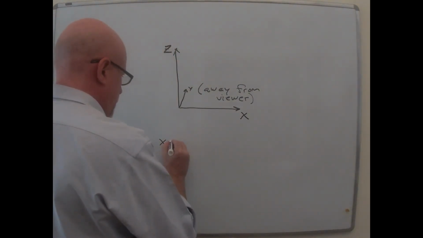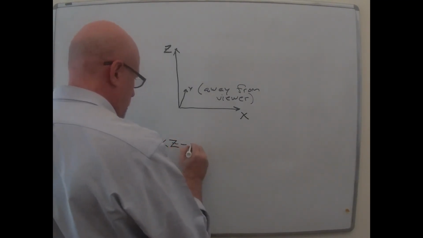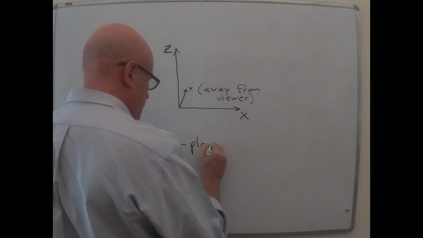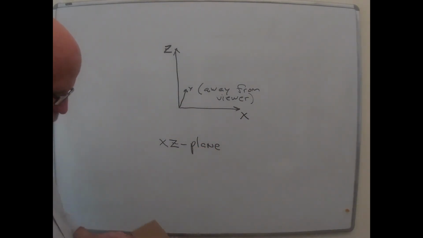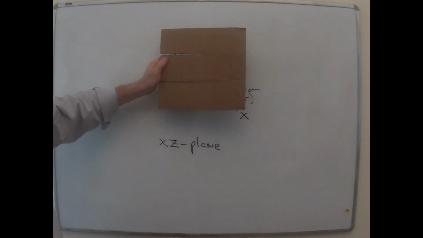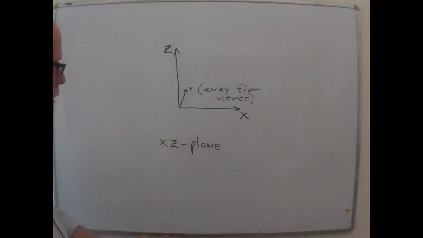XZ, actually we don't usually hyphenate that. XZ plane. Like that. If like some scraps of cardboard, it would be oriented like so. Then there are also other planes here that are coordinate planes.